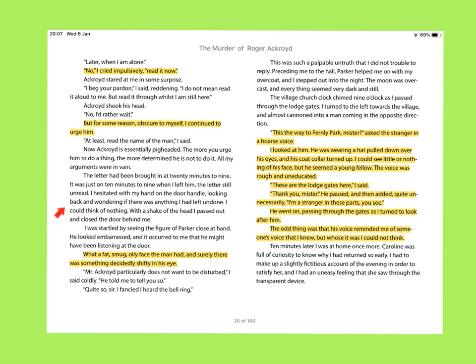He actually gloats about this later when he's discovered, giving himself a pat on the back in terms of, oh, what a great whodunit storyteller I am. So this is the bit here. "I hesitated with my hand on the door handle, looking back and wondering if there was anything I had left undone." Now, that's as explicit as it's going to get. It's not very explicit. It's reticent and withholds details, the key detail of the murder.